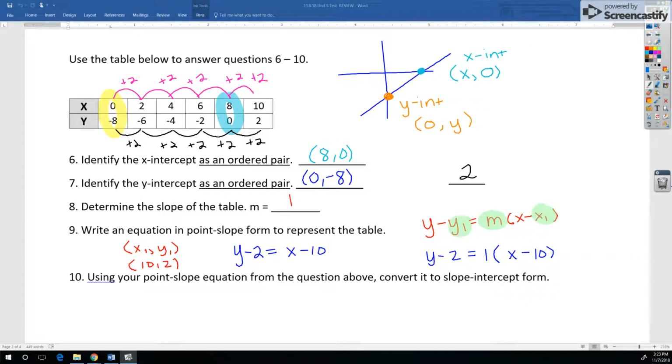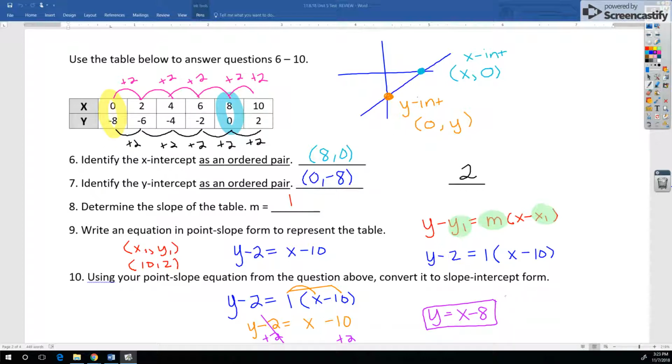Now it says using the point slope form, convert to slope intercept form. Well, like we were talking about on the last page, slope intercept form is y equals mx plus b. So if I start with what I had, and I distribute the 1, like I was saying, that doesn't do anything. So 1 times x is x, and 1 times negative 10 is negative 10. So to solve, I just have to get the y by itself. So I'll add 2, and y equals x minus 8. Now, we already knew that the y-intercept was negative 8. We already did that, so this shouldn't have been a huge surprise.